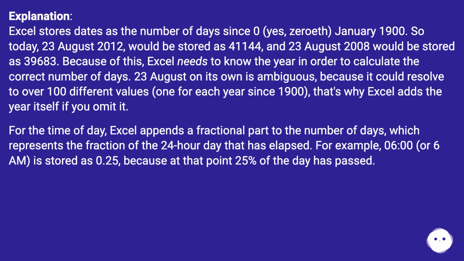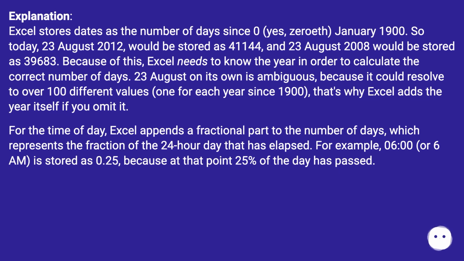Explanation: Excel stores dates as the number of days since 0th January 1900. So today, August 23, 2012, would be stored as 41144, and August 23, 2008 would be stored as 39683. Because of this, Excel needs to know the year in order to calculate the correct number of days. August 23 on its own is ambiguous, because it could resolve to over 100 different values, one for each year since 1900. That's why Excel adds the year itself if you omit it.